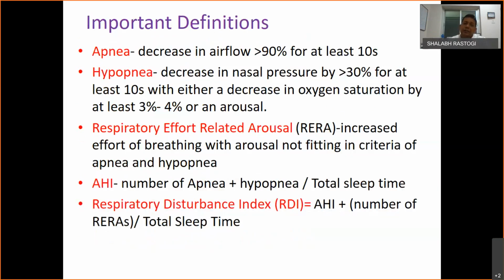Now, there are various important definitions which you should know. One is apnea. Apnea is described as a decrease in airflow greater than 90% for at least 10 seconds, which results in awakening of the patient. Hypopnea is a reduction of airflow by greater than 30% for at least 10 seconds, which results in desaturation of at least 3 to 4% and results in arousal.